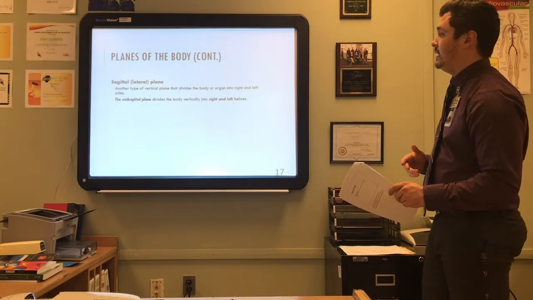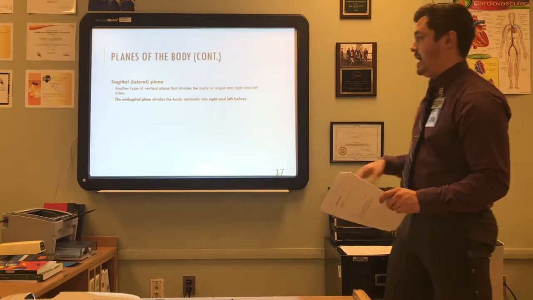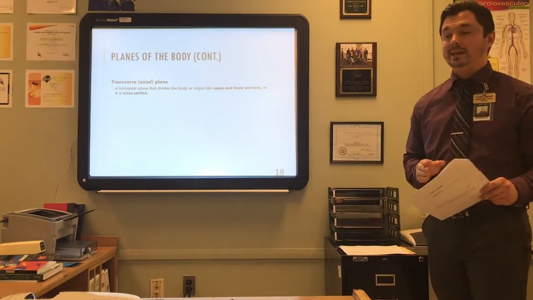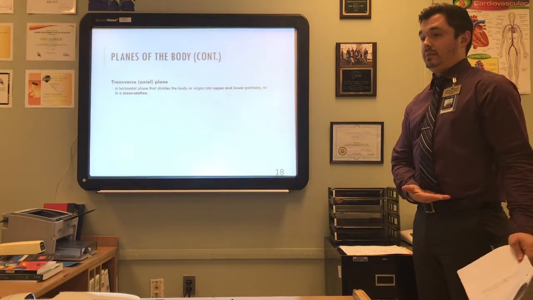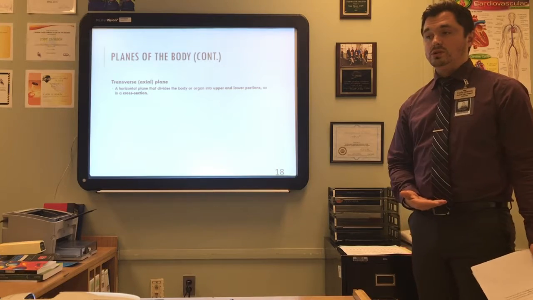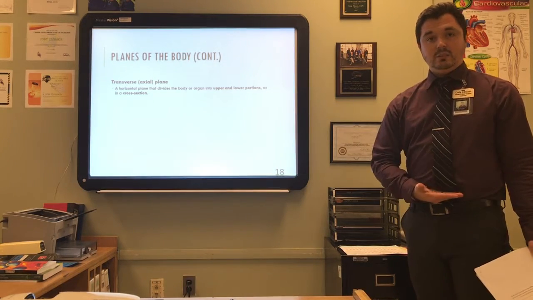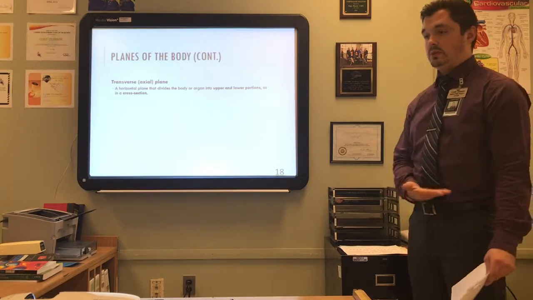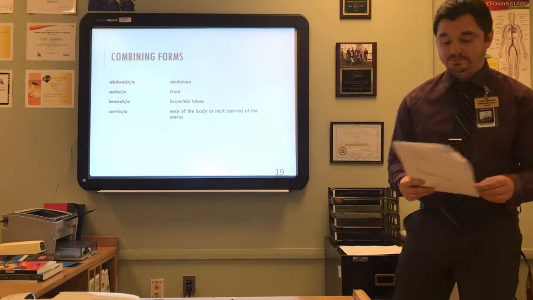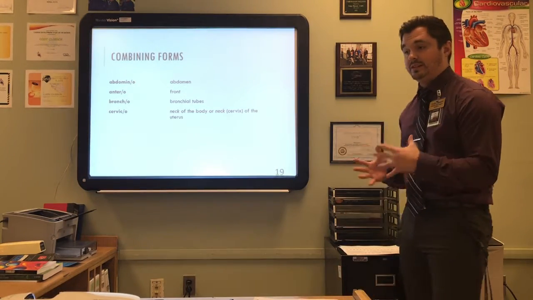The mid-sagittal plane divides the body vertically into left and right halves. And then you have your transverse or axial plane, which divides the body or organ into upper and lower portions, or as in a cross section. It's kind of like cutting your body in half and having an upper portion and a lower portion. That plane right there is the transverse or axial plane. So let's get into the terminology that we're going to use going through this chapter.